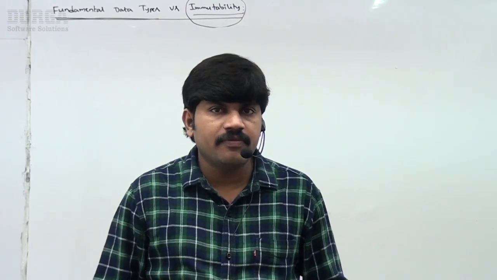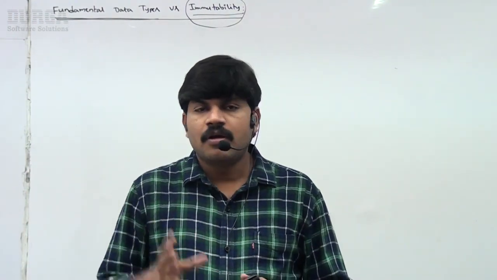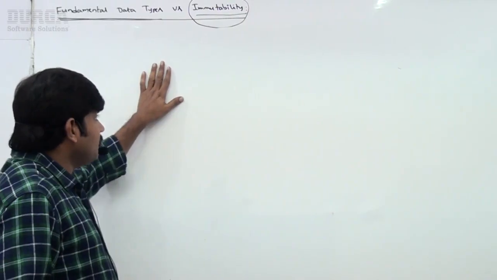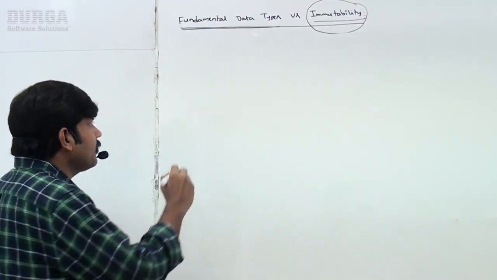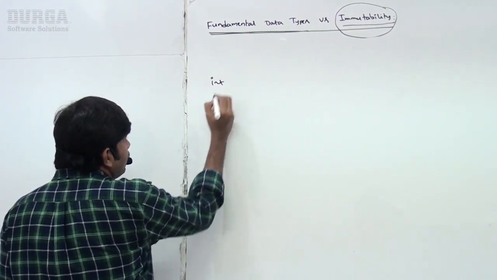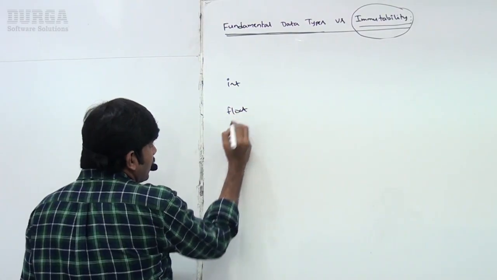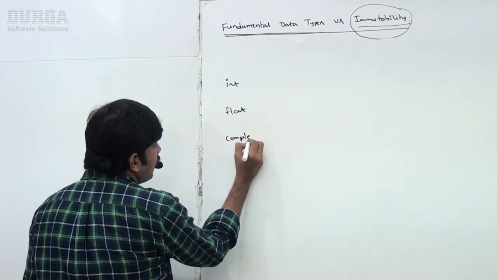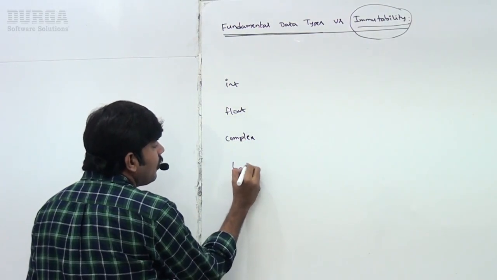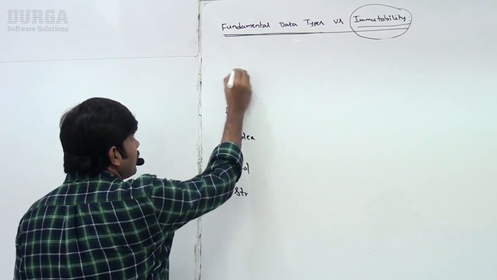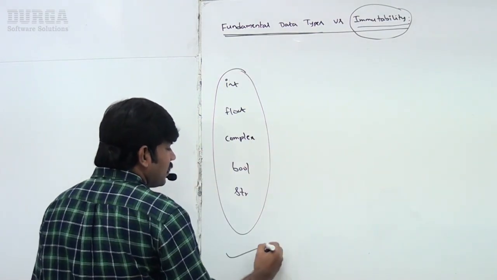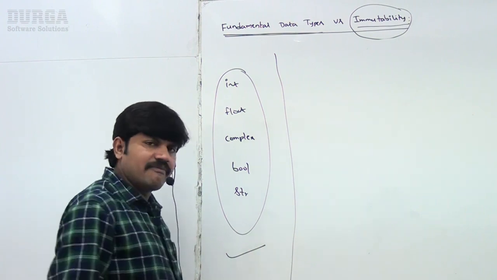Sir, now take very special care. All fundamental data types are immutable. Like int, float, complex, next bool, and then str. All these things are immutable. Don't worry, sir, everything is immutable.